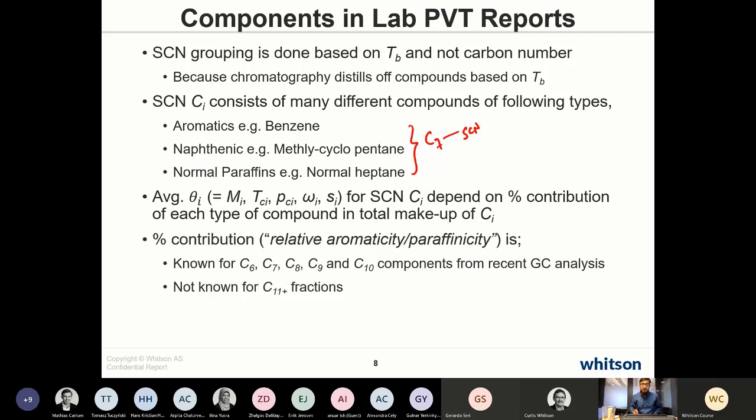Yeah, so the percentage contribution, which we usually refer to as relative aromaticity and paraffinicity, is usually known for these components, C6 to C9, sometimes C10, if the lab is reporting isomers, all these isomers that we saw before, but they are not known for the C11 plus fractions. And we try to come up with some average properties with the proper C7 plus characterization workflow that we will see tomorrow. And that's very important for our EOS model development.